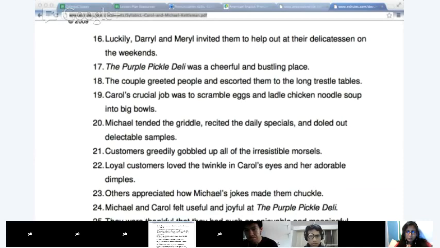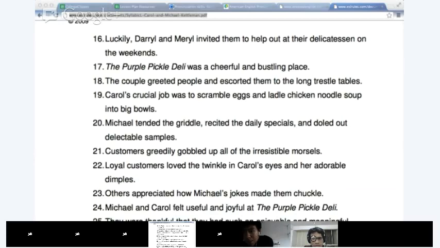I'm going to read the next sentence, and you, Jose and Philip, I'm going to have you repeat this just because that last sentence was so short. The couple greeted people and escorted them to the long trestle tables. Go ahead, Jose. The couple greeted people and escorted them to the long trestle tables. Okay, escorted. Escorted. Okay, go ahead, Philip.